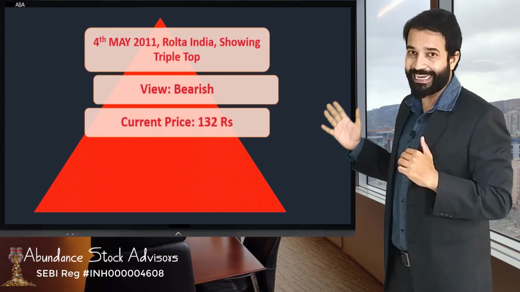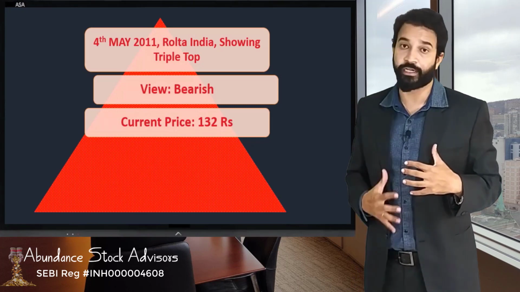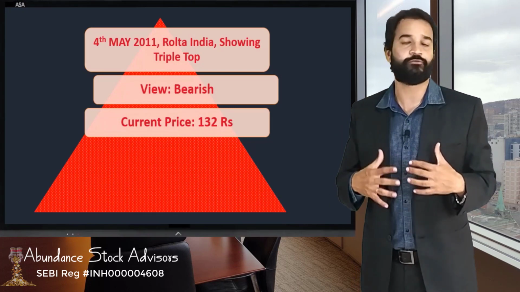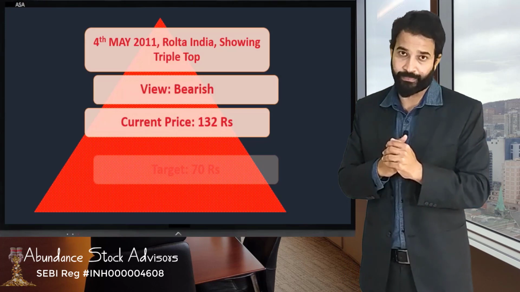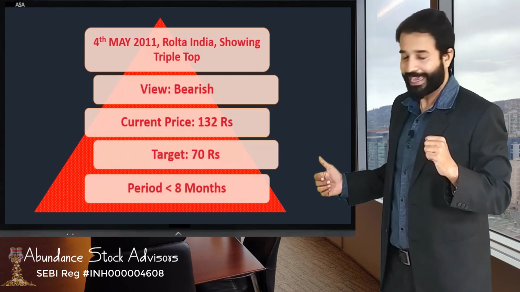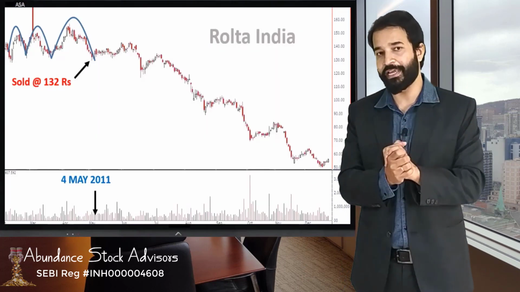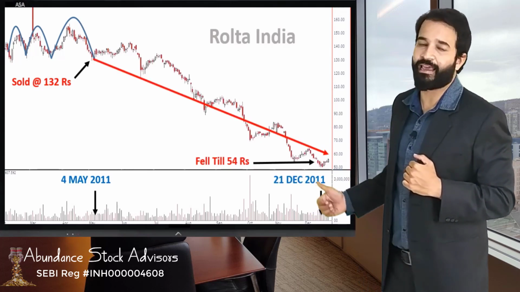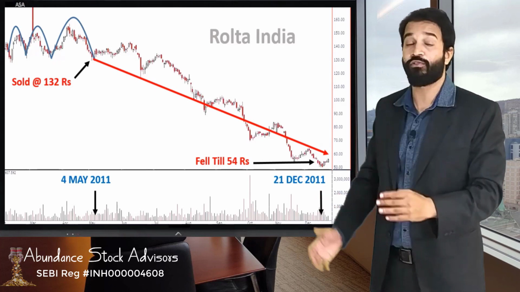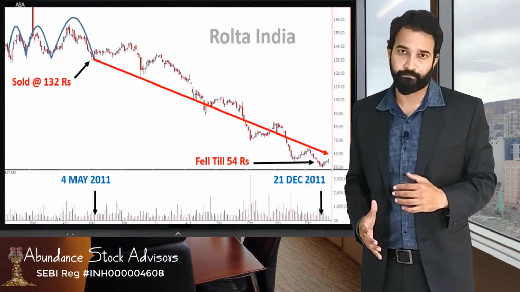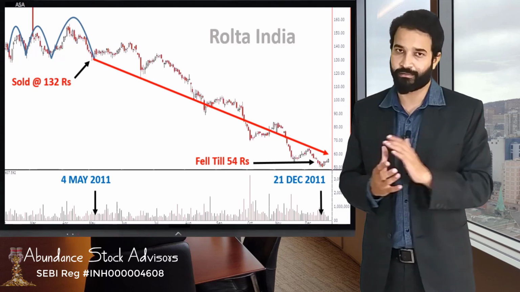So on the 4th May 2011, Rolta India was showing triple top formation on the charts. The share was trading at 132 rupees. So we calculated its target, time frame, stop loss, risk to reward ratio, etc. and recommended a sell on it to our clients. The recommended selling price was 132 and the expected target was 70 rupees to be achieved within like 8 months. Did the stock fall after recommending it? On 21st December 2011, the stock hit 54 rupees. The stock had fallen around 60%. This too is a very reliable pattern and very easy to spot in a stock chart.